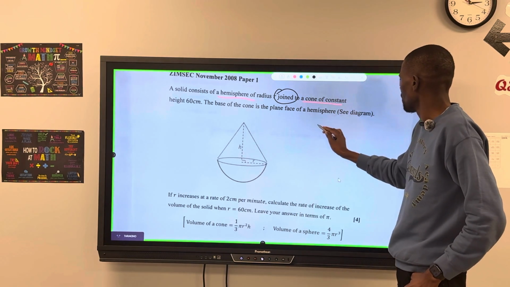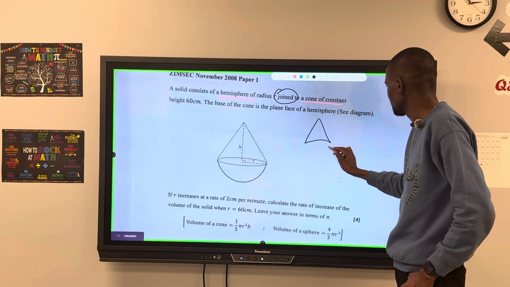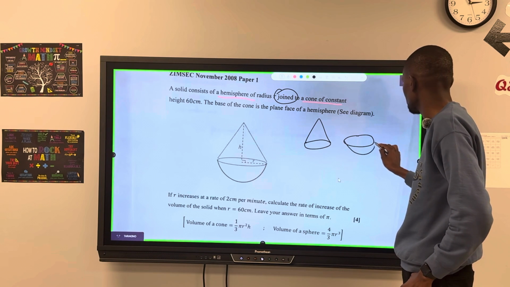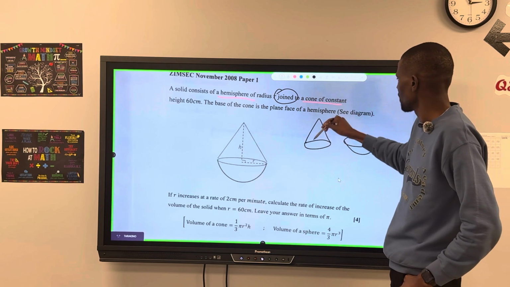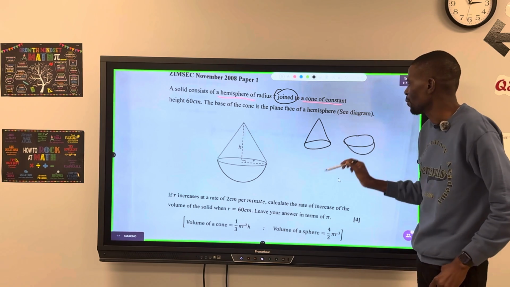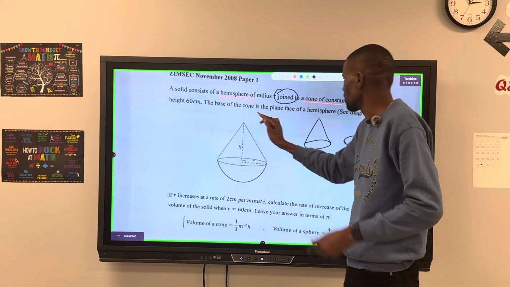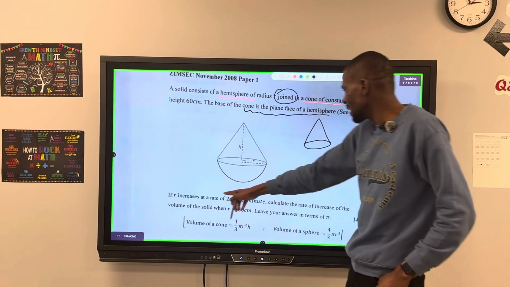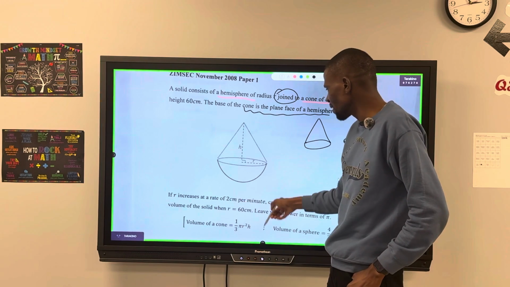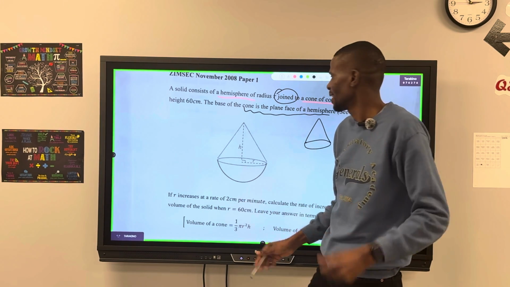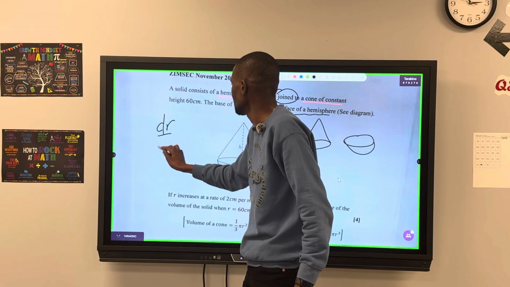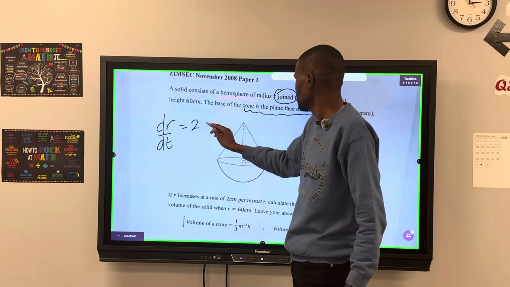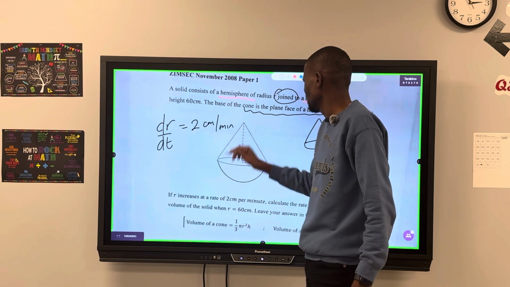We know that our cone looks like this. It has this circular base. Then we have a hemisphere, which also has a circular base. But we are told that this base of the cone is the plane face of the hemisphere, so make sure you take note of this part. Then if r increases at a rate of 2 centimeters per minute, r is the radius, so the radius is increasing at a constant rate of 2 centimeters per minute.